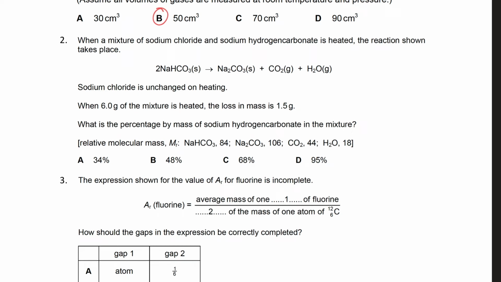When a mixture of sodium chloride and sodium hydrogen carbonate is heated, the reaction shown takes place. Okay, so sodium hydrogen carbonate, as you know, will break down, produce carbon dioxide, water, and sodium carbonate. Sodium chloride is unchanged on heating, which means the sodium chloride does not break down. So sodium chloride is thermally much more stable than sodium hydrogen carbonate. When 6 grams of the mixture is heated, the loss in mass is 1.5 grams.